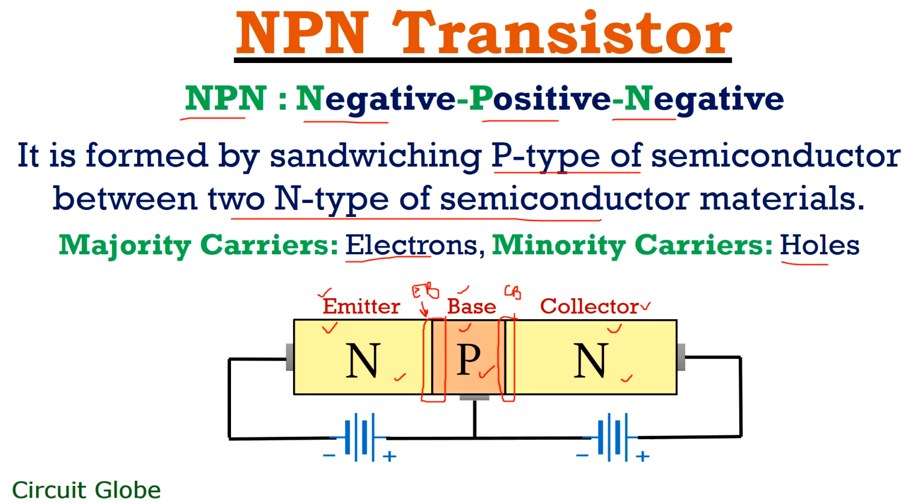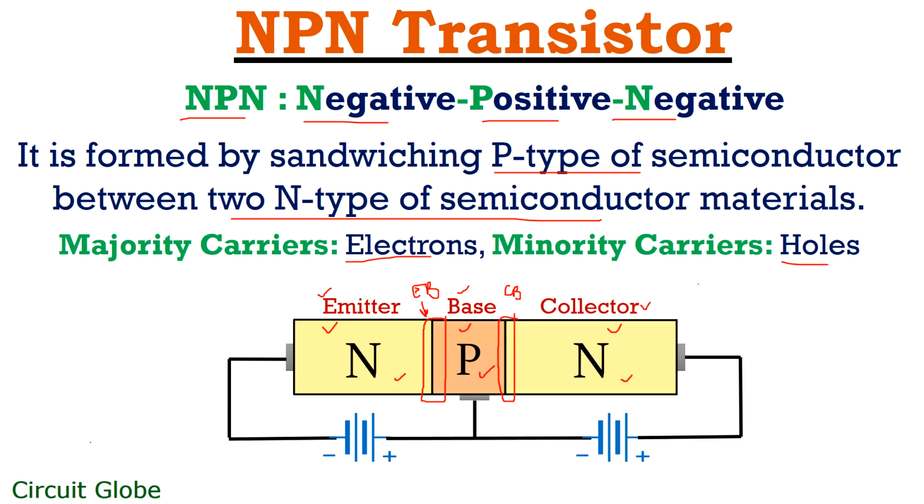The reason behind this is that the large region of the collector allows a large number of charge carriers to get collected at this particular terminal. And due to this reason, emitter and collector regions are not interchangeable. Let's now understand the working of NPN transistor in brief.